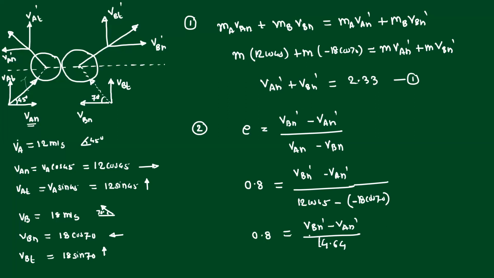So do the cross multiplication. From this we get VBN dash minus VAN dash is equal to 11.71. And if you write this as VAN dash minus VBN dash, this is equal to minus 11.71. This is equation 2. Now solve equation 1 and equation 2 simultaneously.